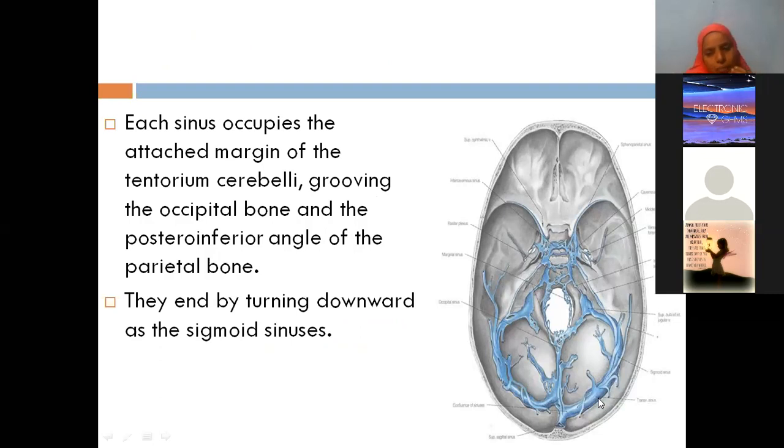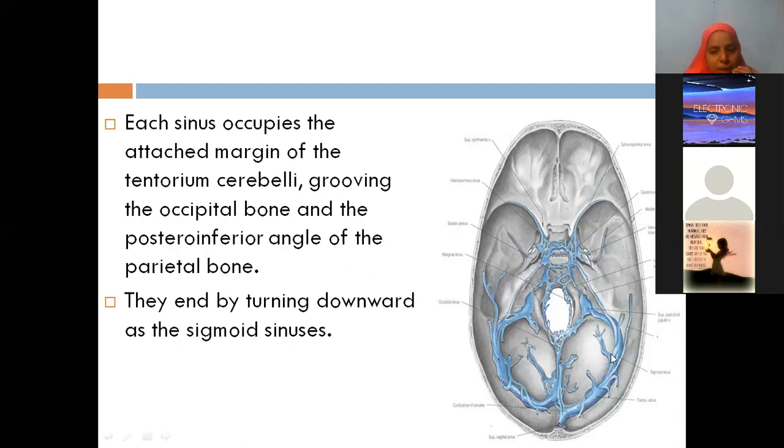That tent is one more fold of dura mater, which is called tentorium cerebelli. Above the tent we have occipital lobes, below the tent we have cerebellum, cerebellar hemispheres. Like that you will get one idea, with a little bit of imagination. Of course, practically also you have seen all these things. So each sinus occupies the attached margin of the tentorium cerebelli, grooving the occipital bone. This is all occipital bone, isn't it? Then it is continuing with the parietal bone, becoming continuous with the posterior inferior angle of the parietal bone.